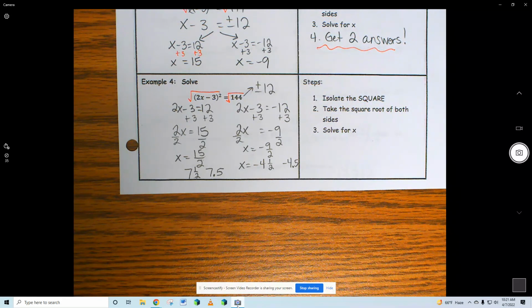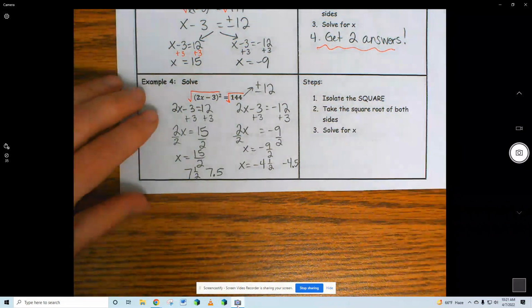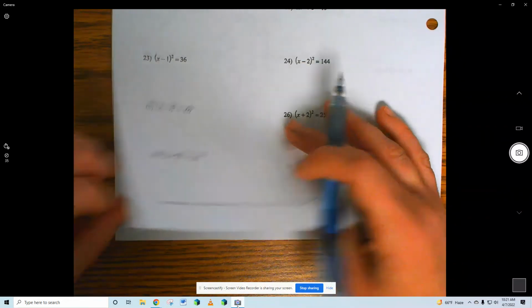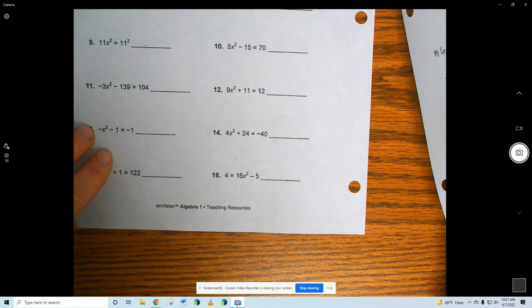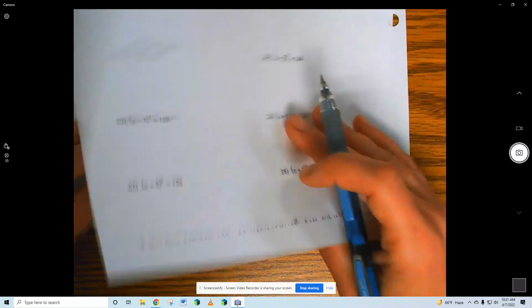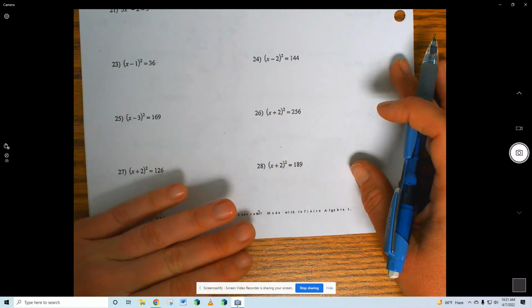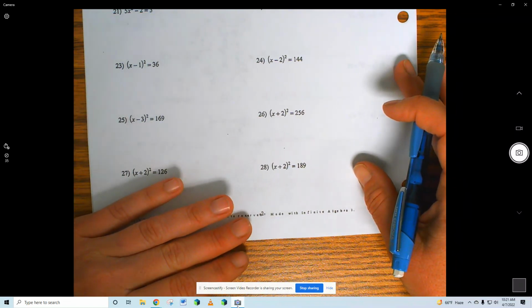Let's do one of those in my homework. It's going to be on the back side. Oh, none of them are that hard. What is wrong with me? Why didn't I give you any hard ones? Oh, lucky you. Do you want to start it? Yeah.